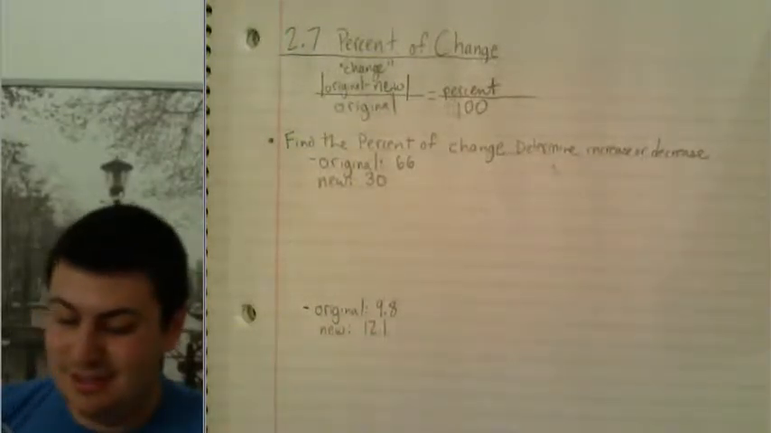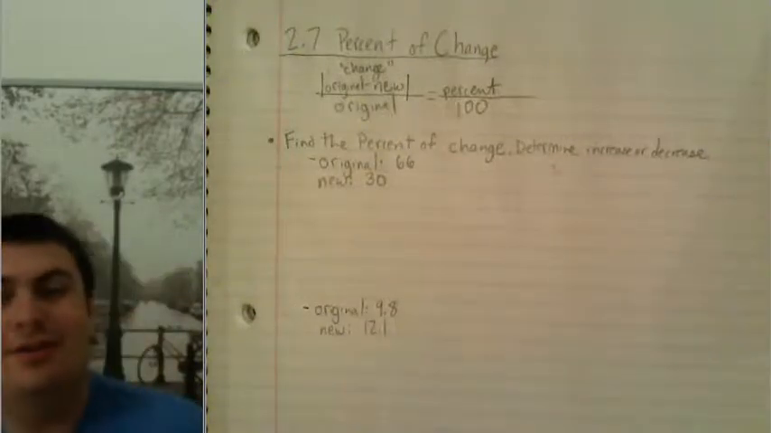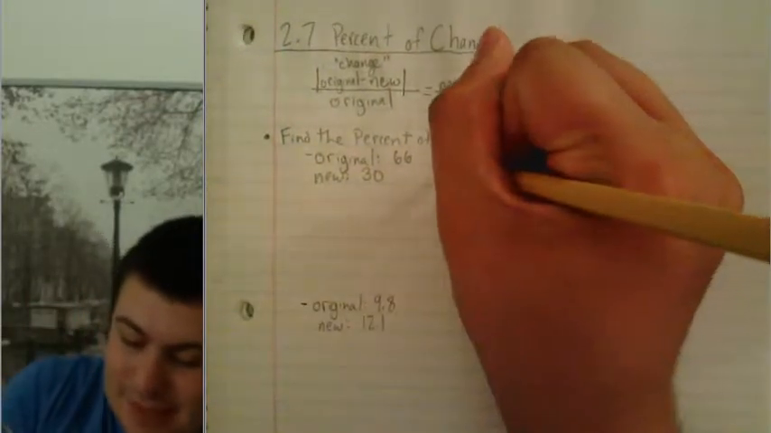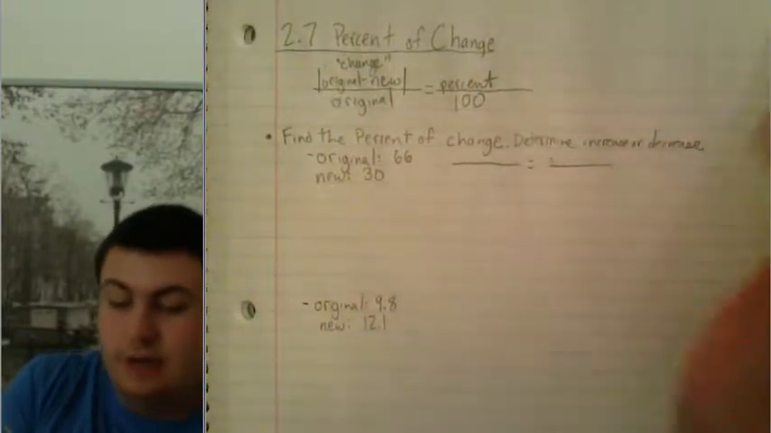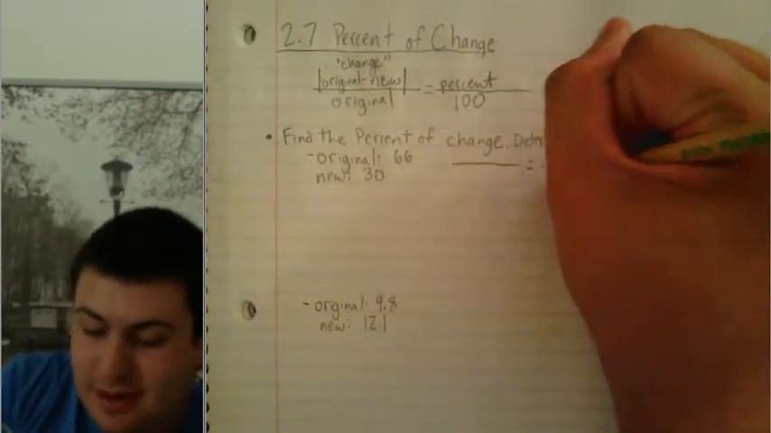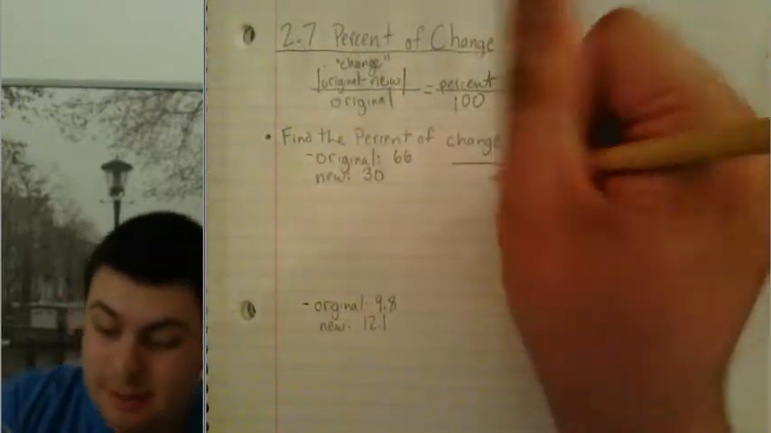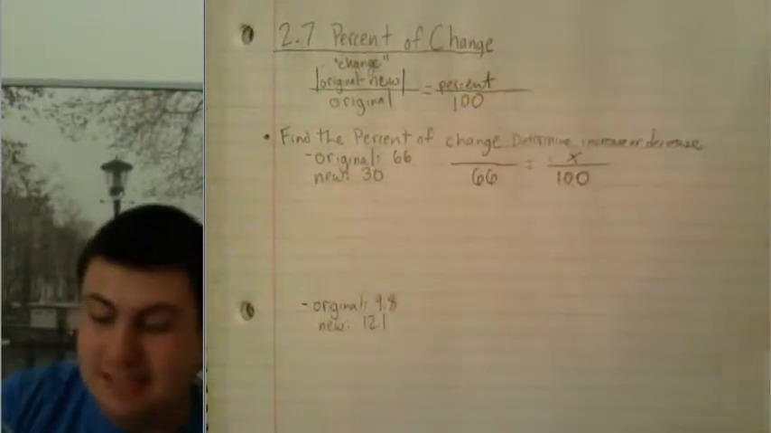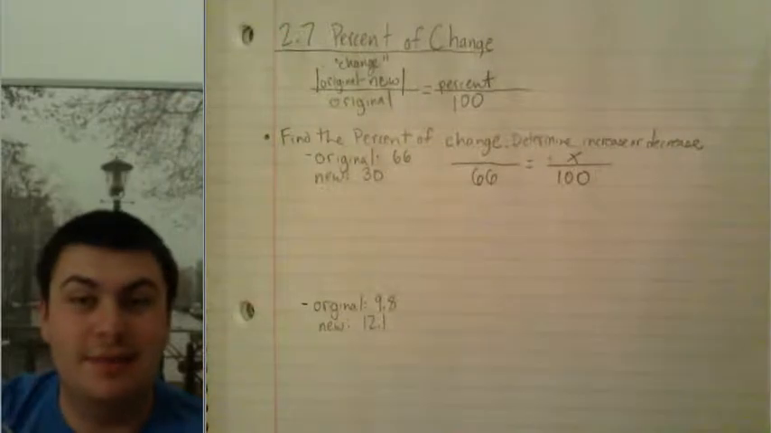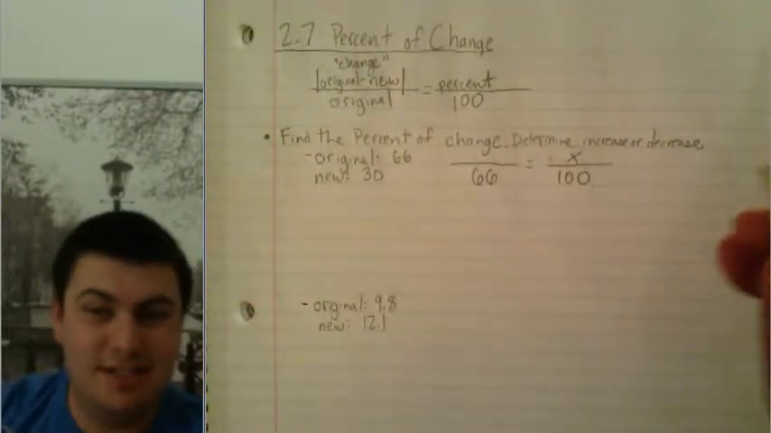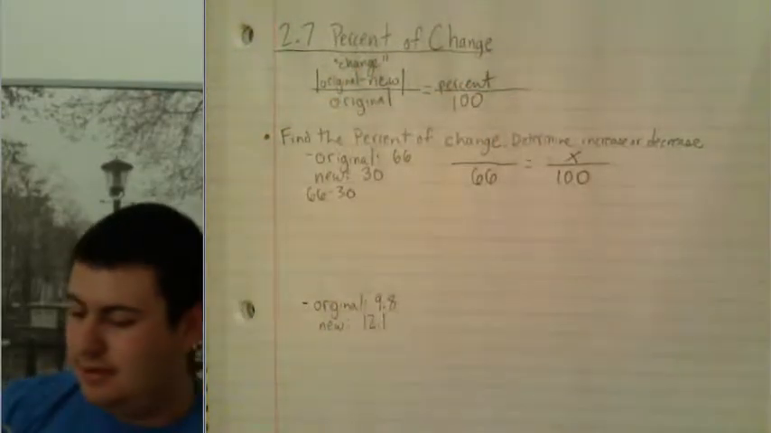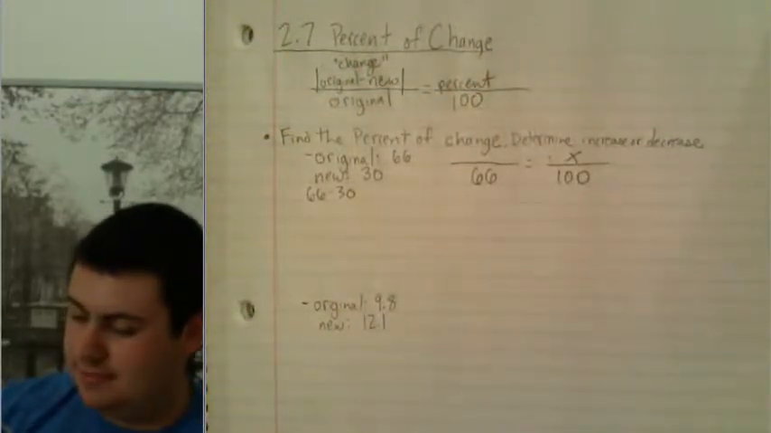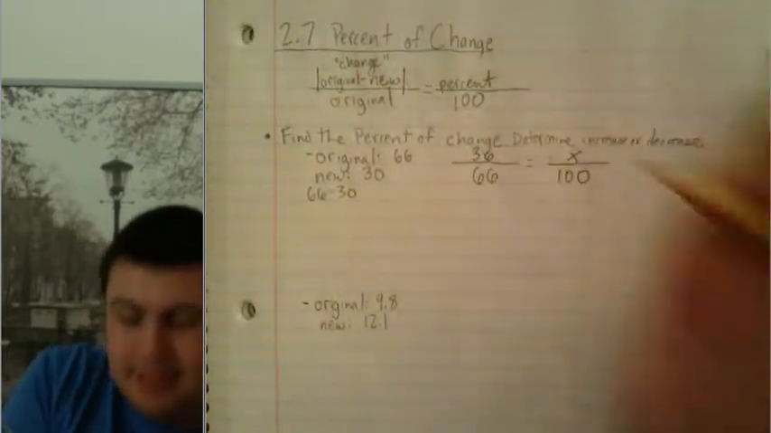So if our original is 66 and our new is 30, let's see, when we set up our percent proportion, we're going to be looking for our percent. We know that our original, we fill that in as 66. And we look, what's our change right there? We're going to take 66 minus 30, which is 36. And we're going to plug that in there.